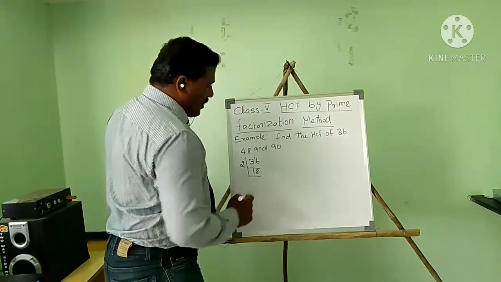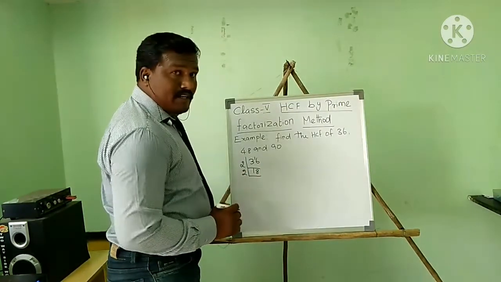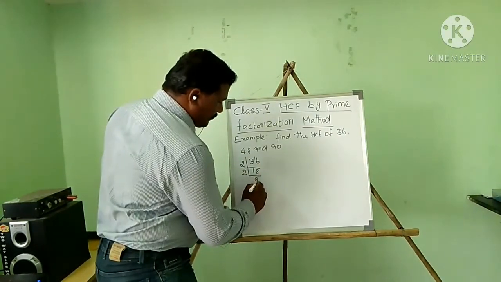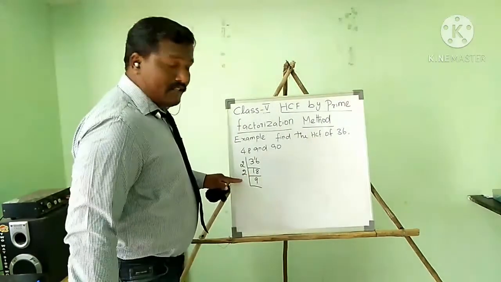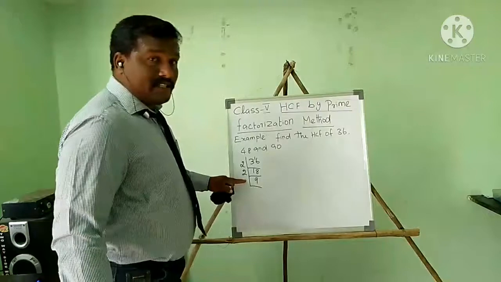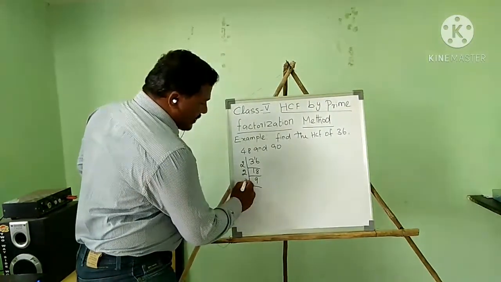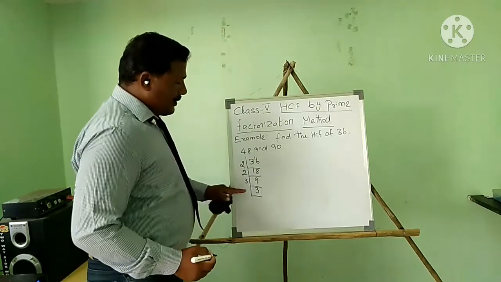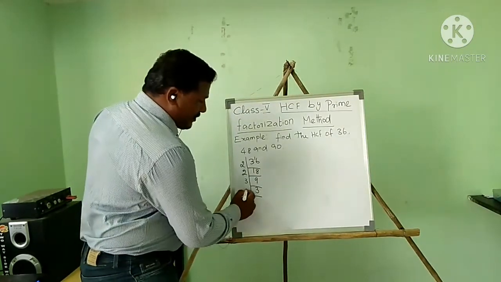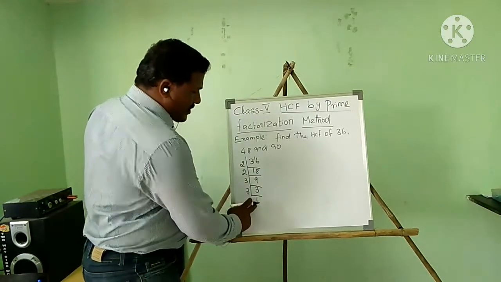Again I will divide by 2. So 9 twos are 18. Now can we divide by 2? No, sorry, we cannot divide 9 by 2. Now we can divide by 3. So 3 threes are 9. Now 3, we can divide by 3. So 3 ones are 3.